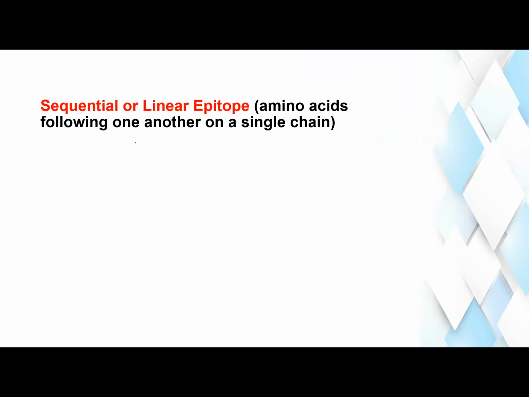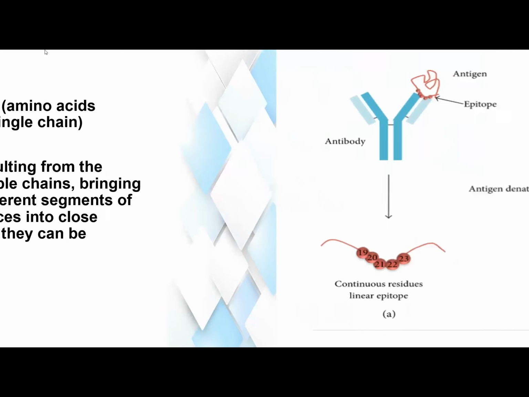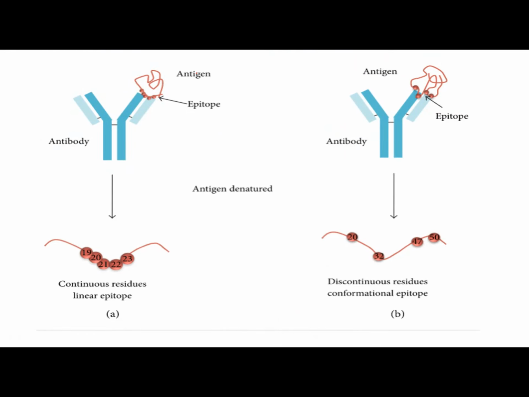Now, there are two types of epitopes: the sequential or linear epitope. Your sequential or linear epitopes are amino acid chains following one another on a single chain. Okay, for you to better understand this, this is your linear or your sequential epitope.